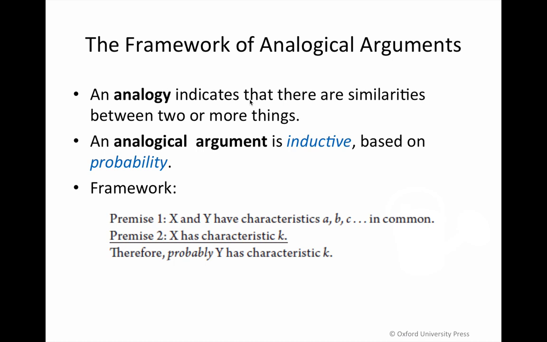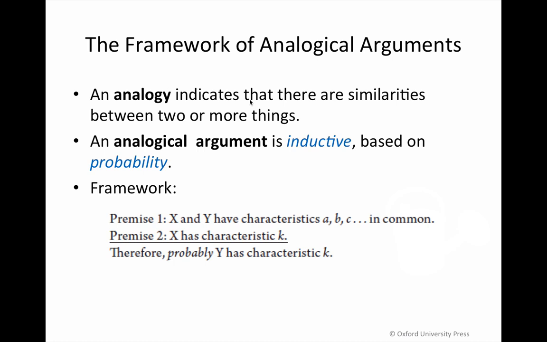First, let's talk about what an analogy is. An analogy indicates that there are similarities between two or more things. When we reason analogically, what we do is we draw an inference about one of those things based on its similarities with another of those things. In other words, suppose that we have two items, X and Y. They each have certain characteristics in common. We know something about one of those items, namely X. What we know about X, we don't know about Y, but based on the similarities between X and Y, we infer that Y also has the characteristic.